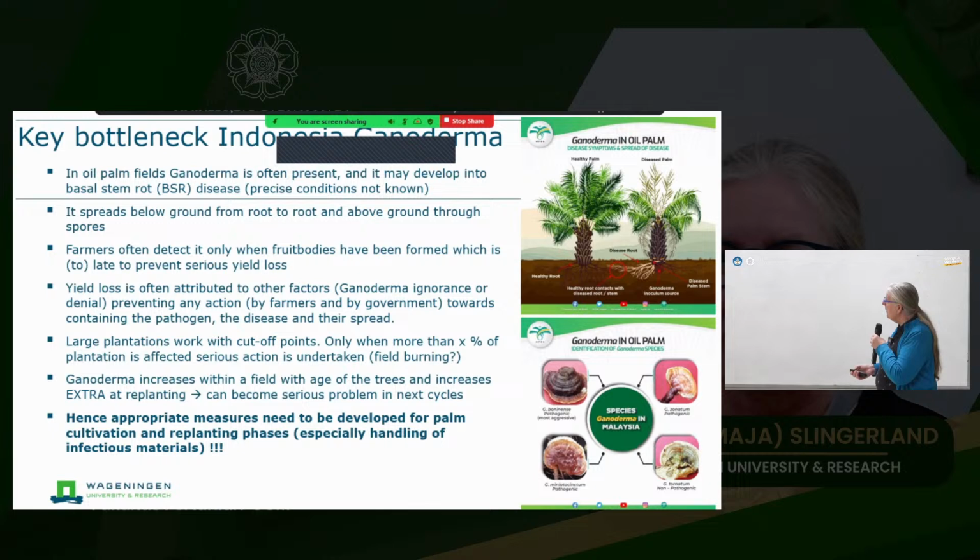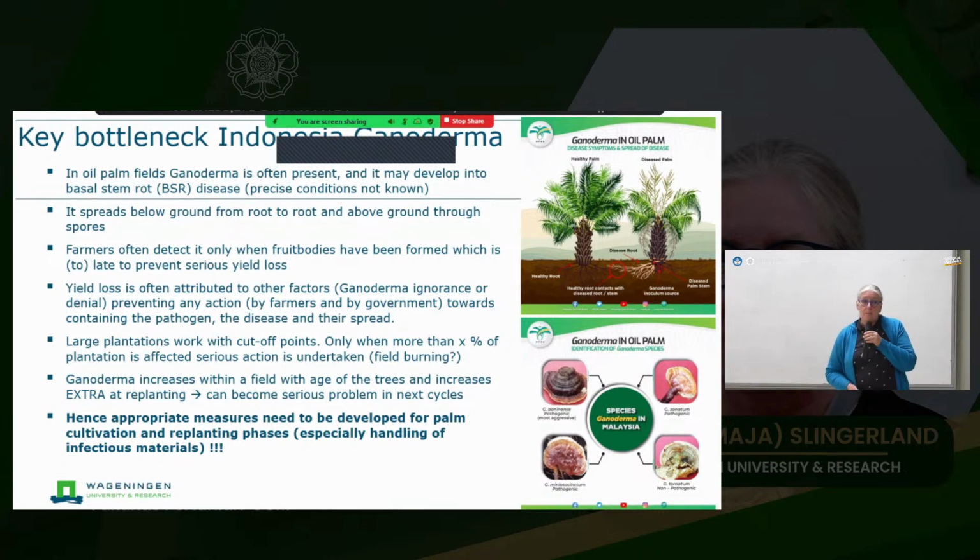So it's really serious. And large plantations, they let it go until a cutoff point. If it is too much, then they have to do something drastic. They either cut down the whole plantation and replant everything, or they start burning. They do all kinds of things, but they look at cutoff points. So if it's small, they try to contain it, but if it's big, then they need to take real action.